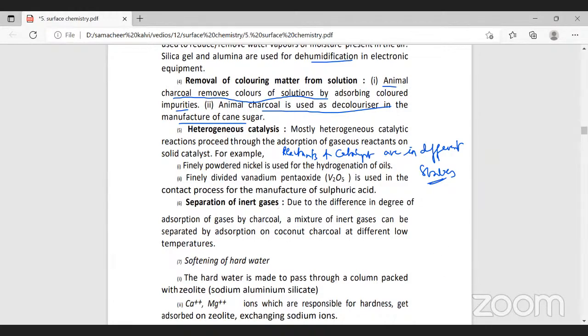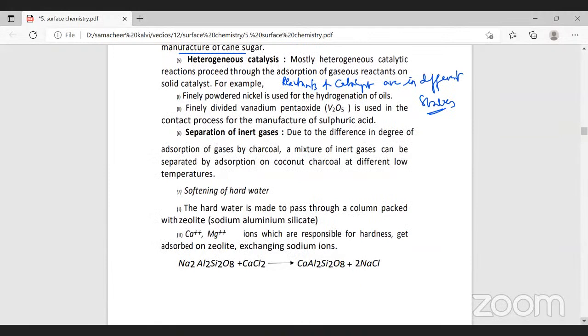The next is separation of inert gases. Inert gases, noble gases, are present in atmospheric air in very small quantity. They are made to adsorb on charcoal, and the mixture of inert gases can be separated by adsorption on coconut charcoal at different low temperatures. So coconut charcoal is used to separate a mixture of noble gases. Again, the principle used is adsorption.